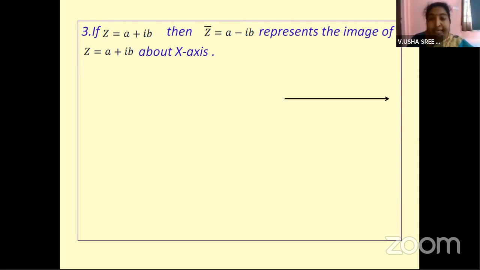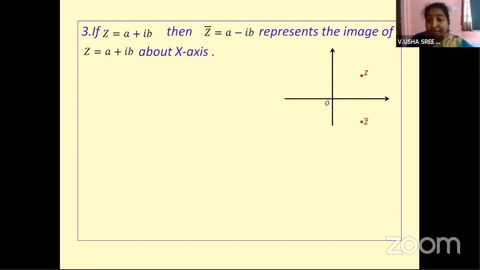Let us see the diagrammatic representation of this, children. If you take the real axis and the imaginary axis with the origin as O, then let us take the 2 points z. Z is the complex number represented with a plus ib, and z bar is the complex number with coordinates a and minus b. Positive real part and negative imaginary part. It comes in the 4th quadrant, right?